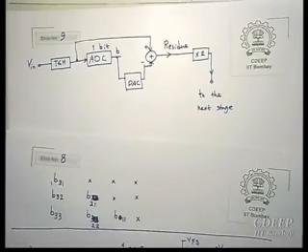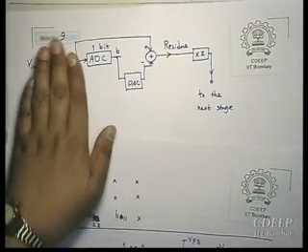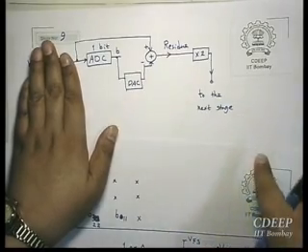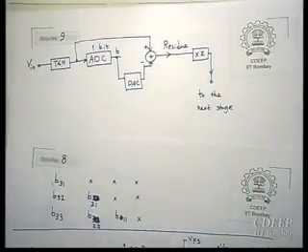Sometimes in textbooks, they remove the track and hold at the input of this stage and add it to the output of this stage. But I think it's better to keep it at the input, because anyway the first stage should have a track and hold input. Therefore, I prefer to keep it at the input.